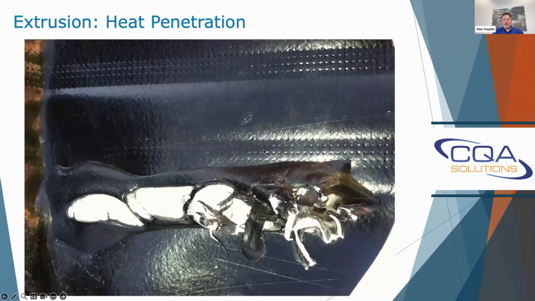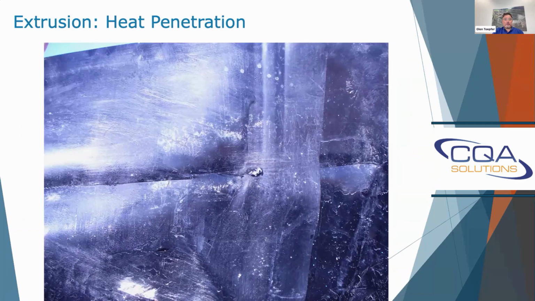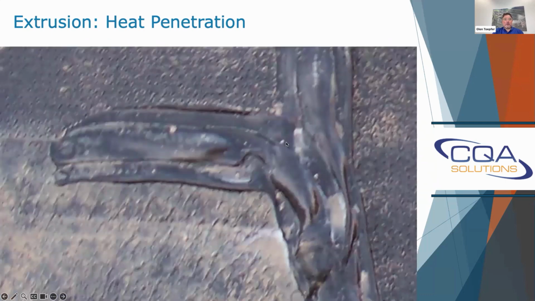Another example here of the heat penetration, and this one burned completely through, and this one was at a T. That's where it's common to have burn through on an extrusion weld, at the T bead, because they're overheating that T area several times in the formation of the T. This one is another burn through at a T.